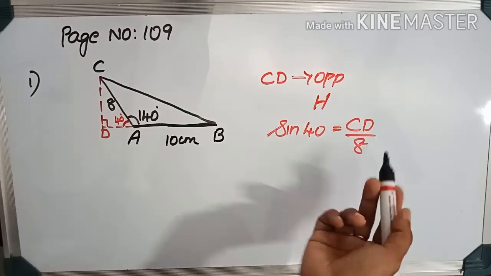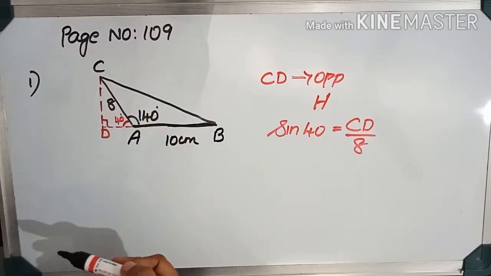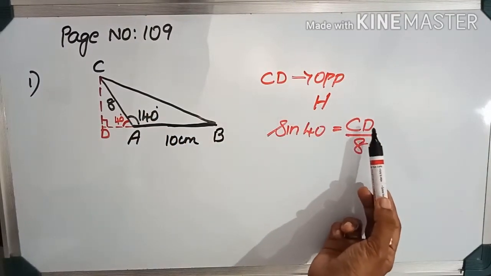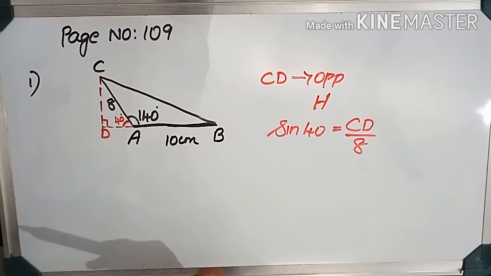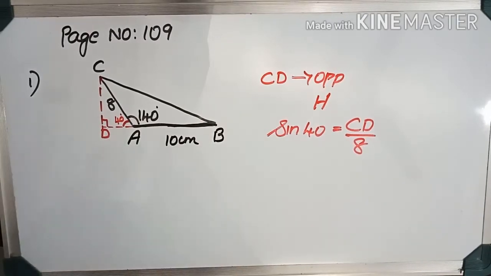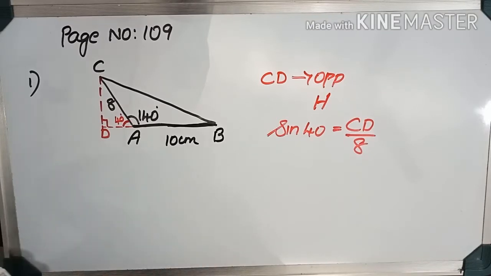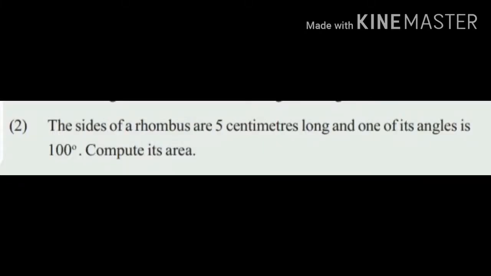This is the same as the previous question. For the previous case also the hypotenuse was 8 centimeter, the opposite side was the height or altitude, and sine 40 is the same. So when you write this, we will get the same area. So here the area is the same as the first one because the angle is the same, 40 degree, and the hypotenuse is also the same. That's why this triangle also will have the same area as that of the first triangle with the angle as 40 degree. Okay. Question number 2.